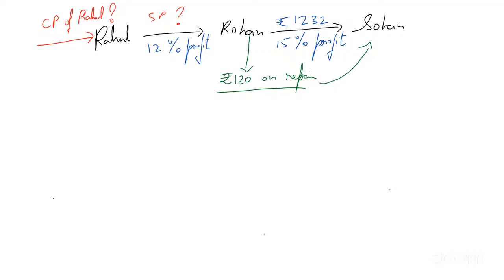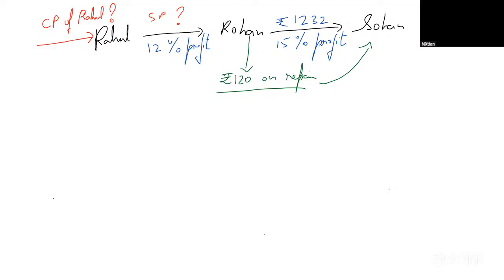Ma'am, is the CP of Rohan 951? 951, Abraham. Yes, ma'am, that's my answer. Correct.